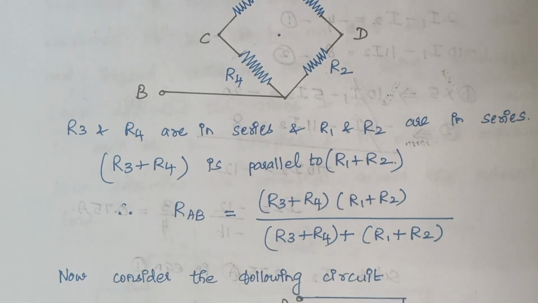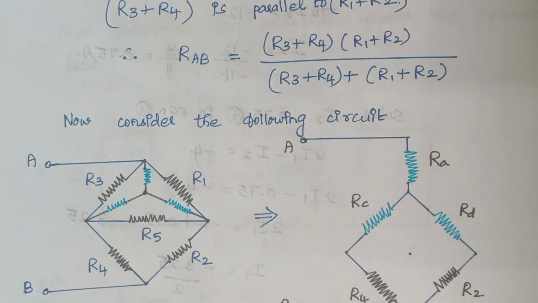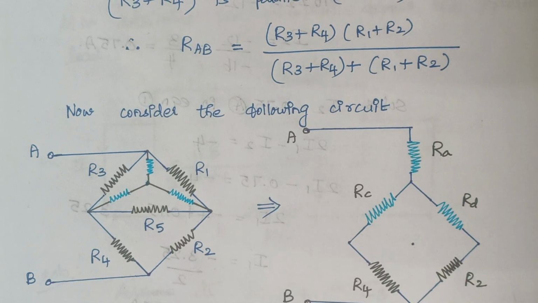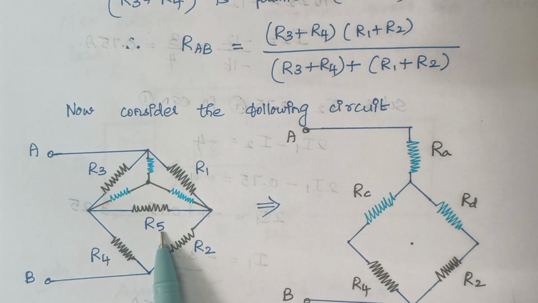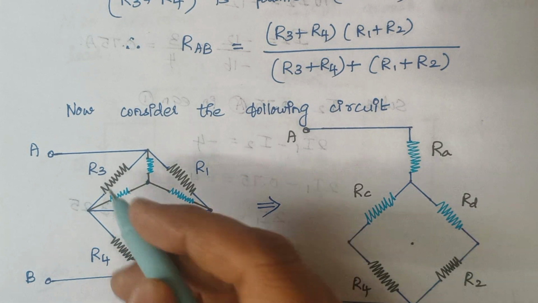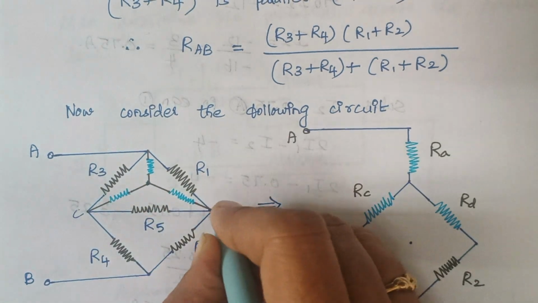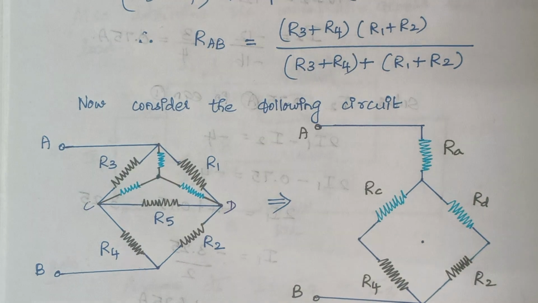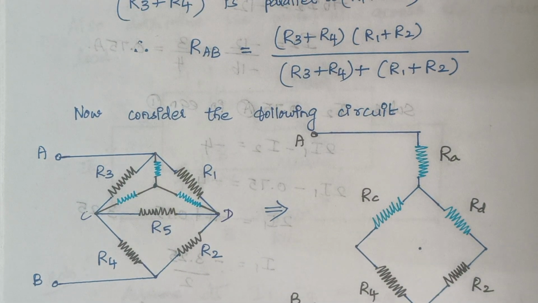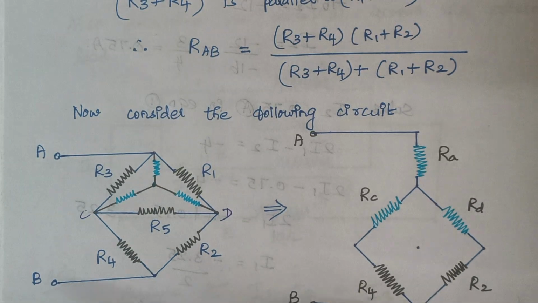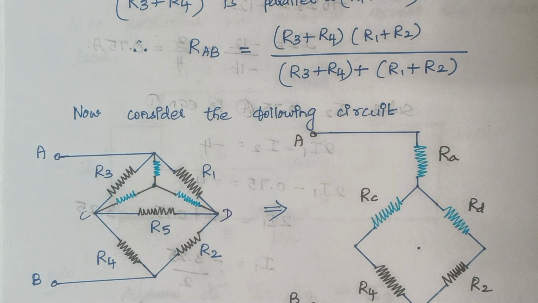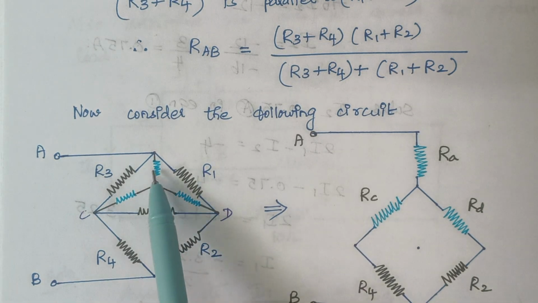Now consider this circuit here. We have a resistance R5 between the terminals C and D. Now is it easier to calculate the equivalent resistance between A and B terminals? Obviously no, because the circuit now looks a bit complicated.